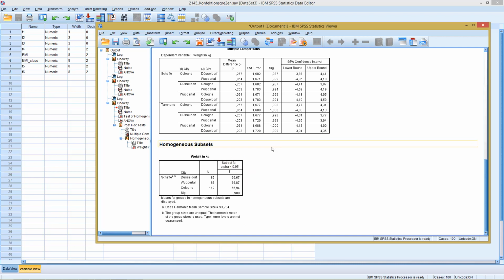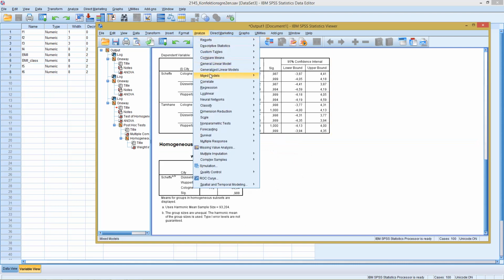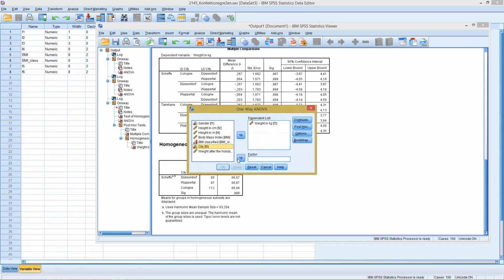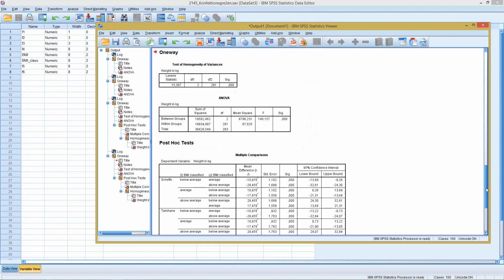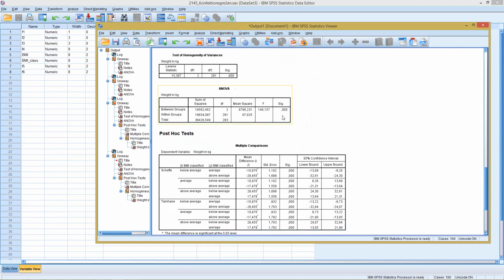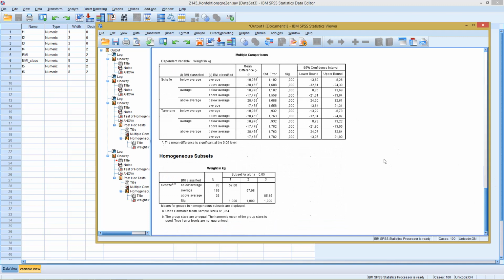Okay, so far so good. Let's do the same thing with something which might discriminate a bit more, even though it's not that well suited for this case, with classified BMI. Here I see the exact opposite. All groups can be considered different. Also the downside here, the variances in all three groups are different. So I can no longer use Scheffé, I have to use Tamhane. But still, this tells me all groups are significantly different.